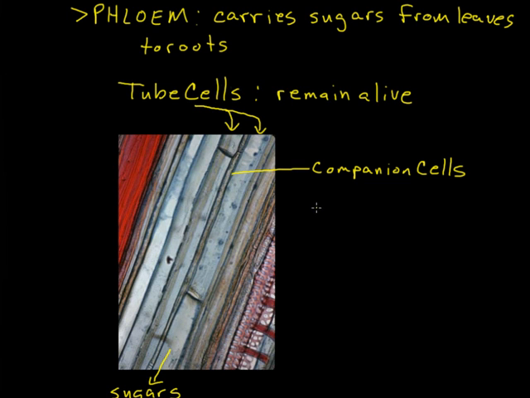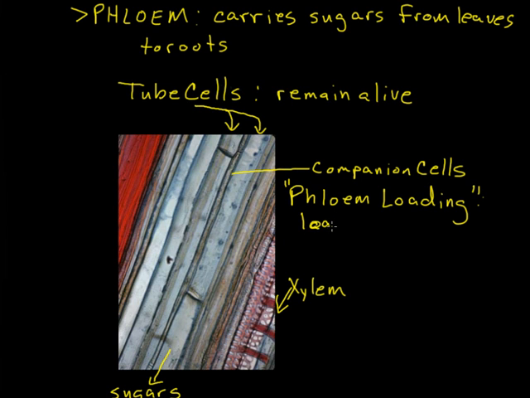Now, why do the phloem cells need to remain alive where the xylem can just stay dead? And by the way, this is some xylem cells right here. They have to remain alive to accomplish what's called phloem loading. And phloem loading basically means loading sugars into or out of the tubes.